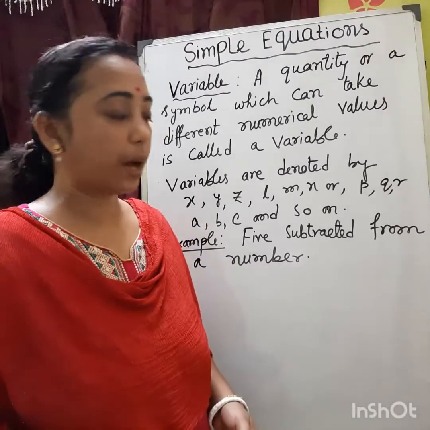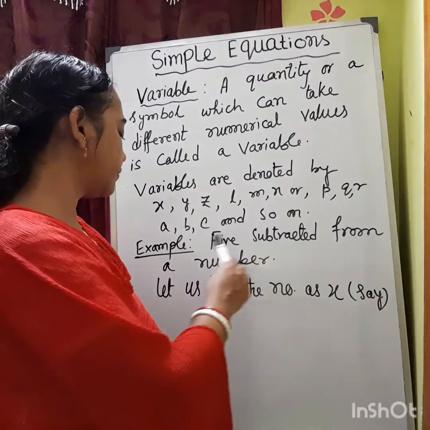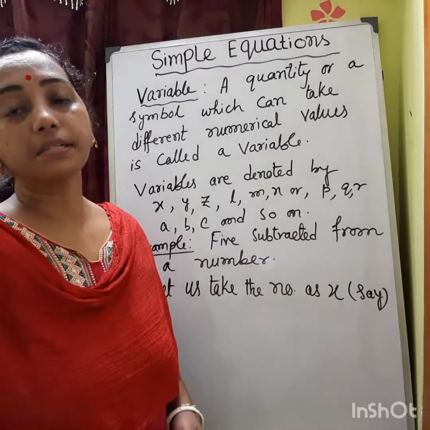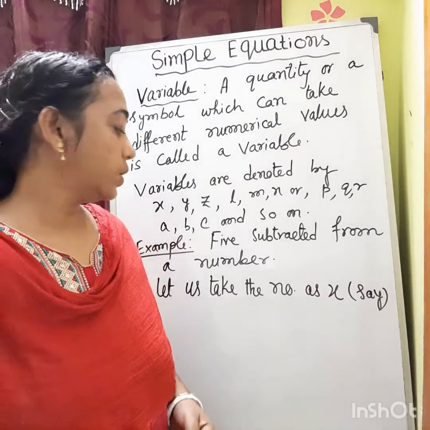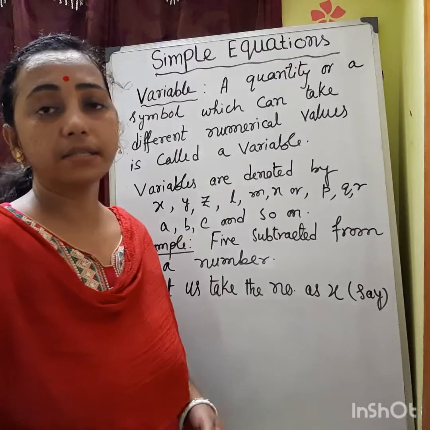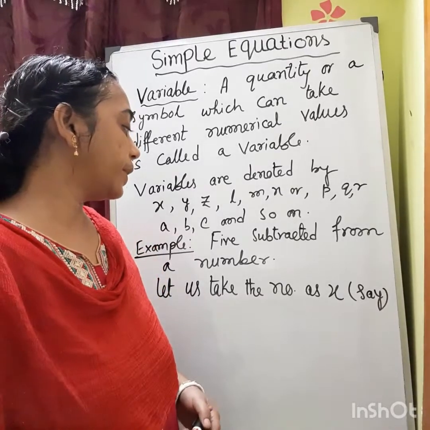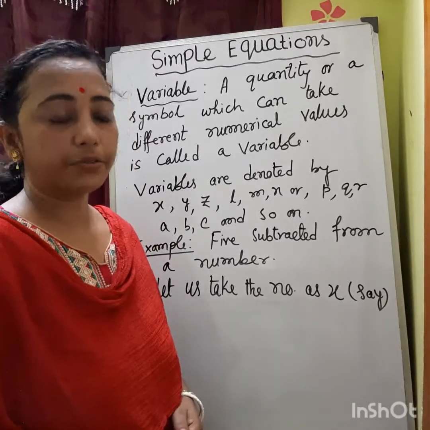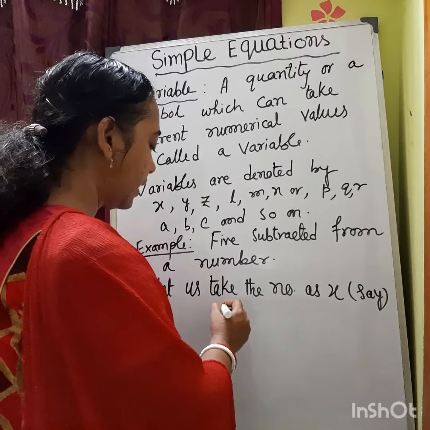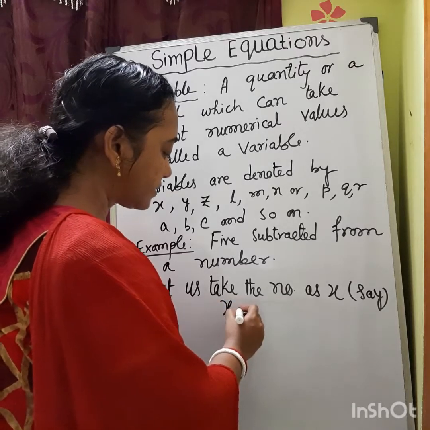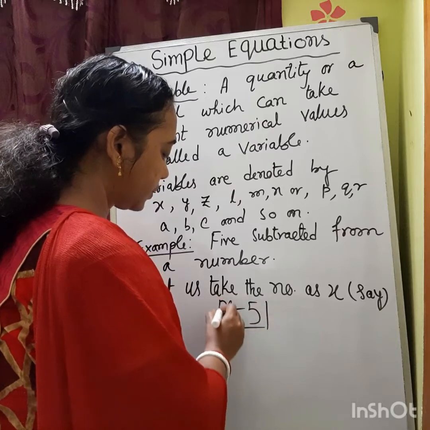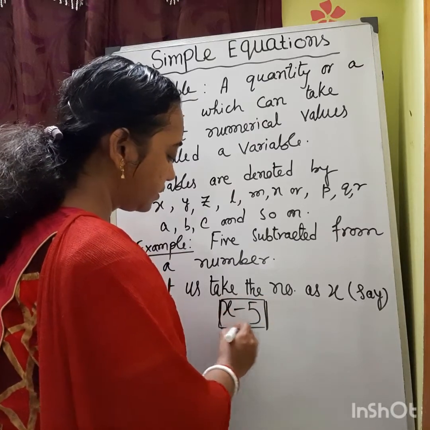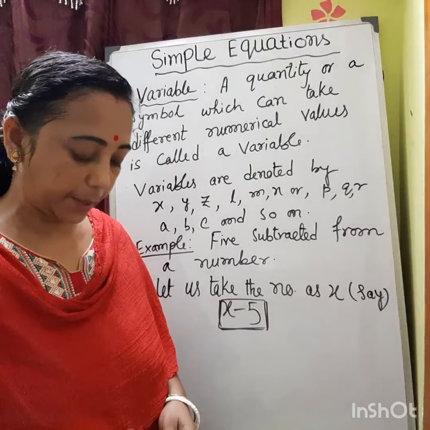Let us take one example: 5 subtracted from a number. In this case, the number is not mentioned, so let us take the number as say X. Then the statement becomes 5 subtracted from a number, here the number is X, so X minus 5. So this is the statement. According to the statement, we are getting here X minus 5.